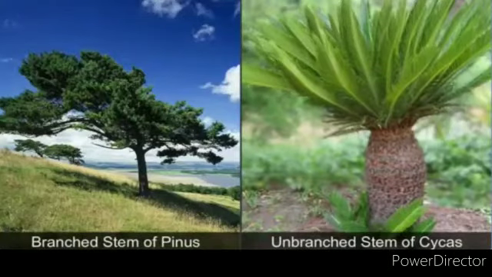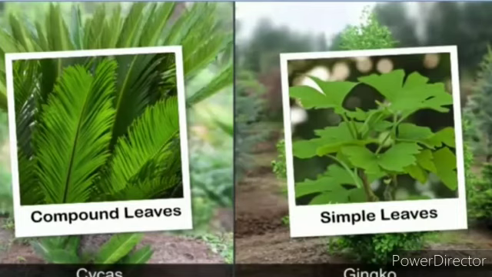The stems are unbranched in the Cycas or branched in the Pinus. The leaves may be simple. Simple means only one leaf. Compound leaf means both the sides the leaves are present. Simple or compound. In Cycas, the pinnate leaves persist for a few years. Pinnate leaf means one main branch contains the leaves on both sides.